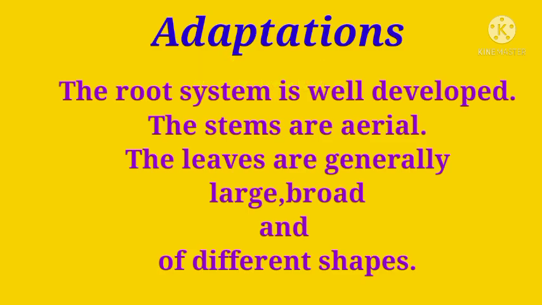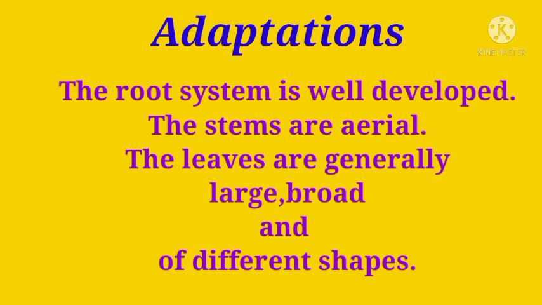Now let us see the adaptations of mesophytes. How are the plants adapted to live in the moist habitat? The root system is well developed. And then how is the stem? The stems are aerial. They are found above the earth. Third, the leaves are generally large, broad and of different shapes.